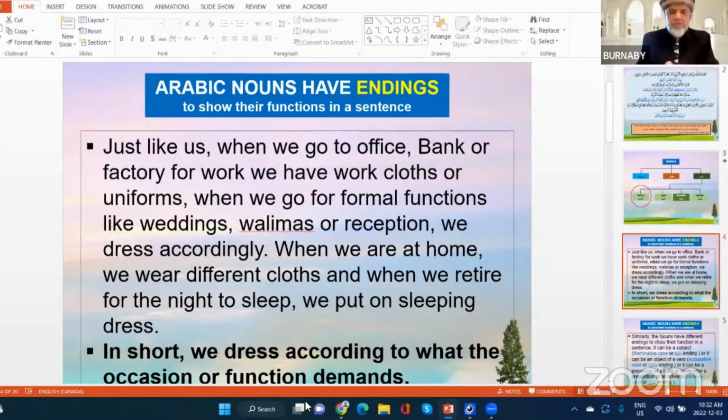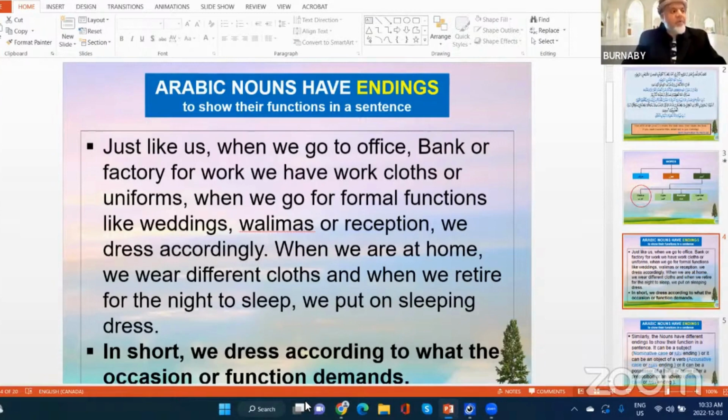When the status changes, does it change the meaning of the noun? No, it does not. If I say Muhammadun, and then Muhammadan and Muhammadin, is the meaning of Muhammad changing? No, the meaning does not change, but the noun's role changes. The name will not change, because in a sentence the nouns are the subject or the object of that sentence, and you will see the example.